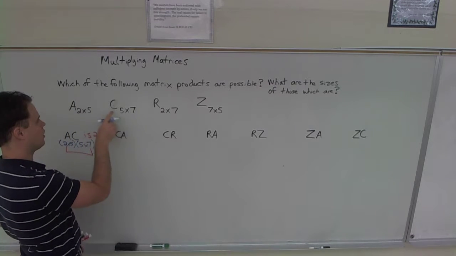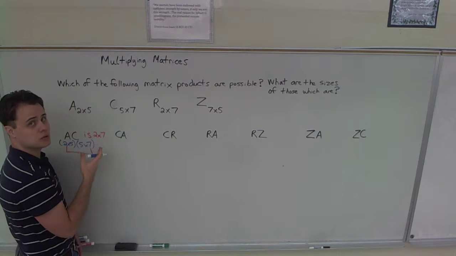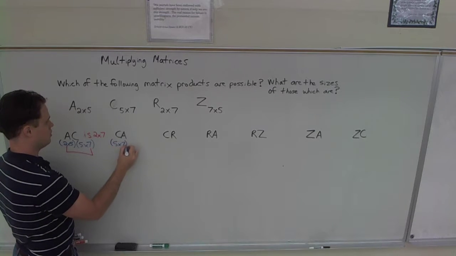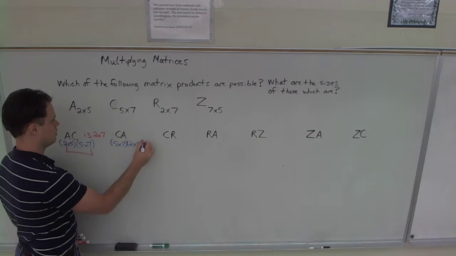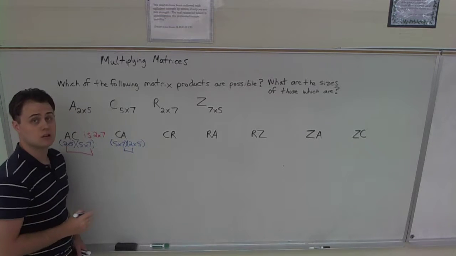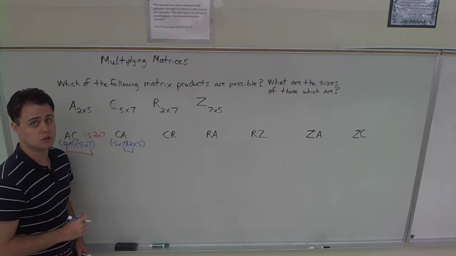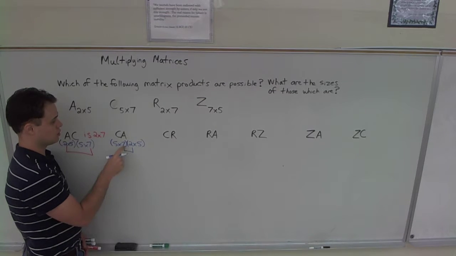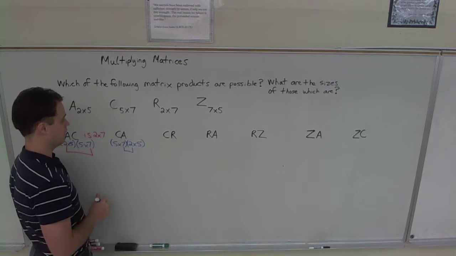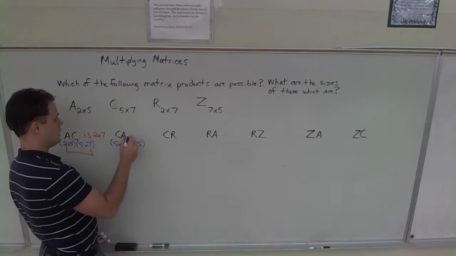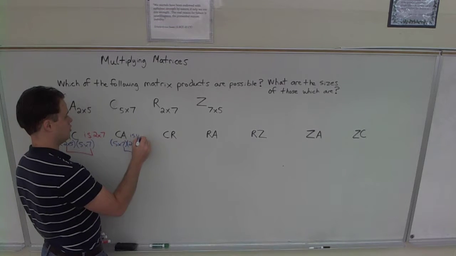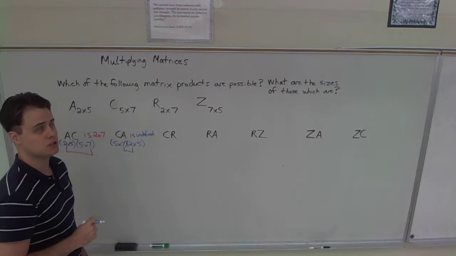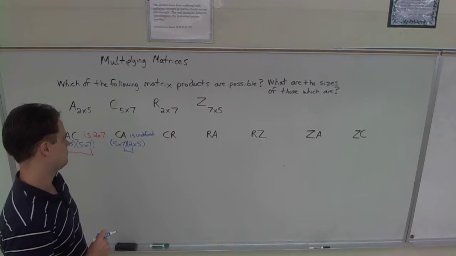CA. It's kind of hard to do this backwards. That's why I'd always recommend just writing it down. So C first, A second. On this one you can clearly see that those do not match. 7 is not 2. The columns of the first matrix don't match the rows of the second one. So CA is undefined. Doesn't exist. It's not possible to perform that multiplication.